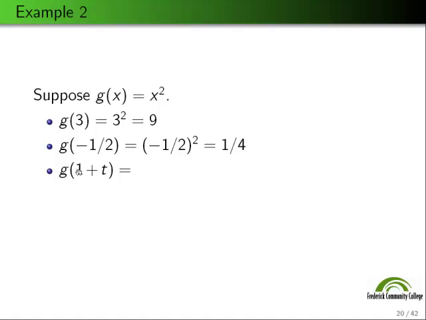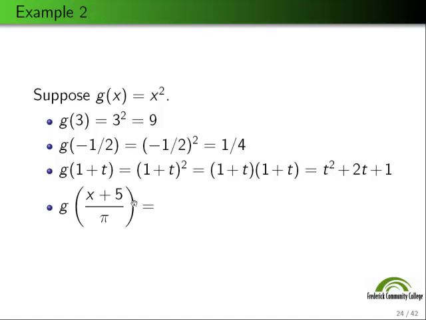So we put 1 plus t into g. So 1 plus t squared. Let's write that out as 1 plus t times 1 plus t. A lot of you students want to jump right to this equals 1 plus t squared, and it's incorrect. So make sure you use the distributive property here to get t squared plus 2t plus 1. Work that out. Pause the video and make sure you can do that.